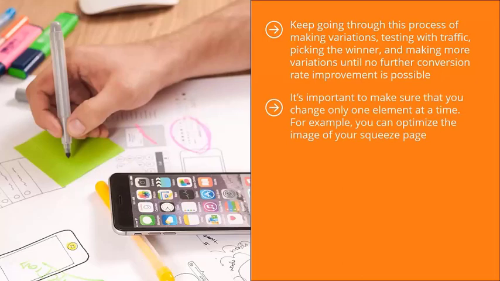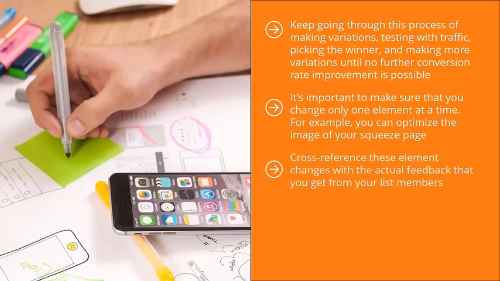For example, you can optimize the image of your squeeze page. Once your squeeze page converts at a higher rate and can't improve any further, then start changing around the text and see if that has a positive effect. Move from one element at a time until the squeeze page converts at a fairly high and predictable rate.